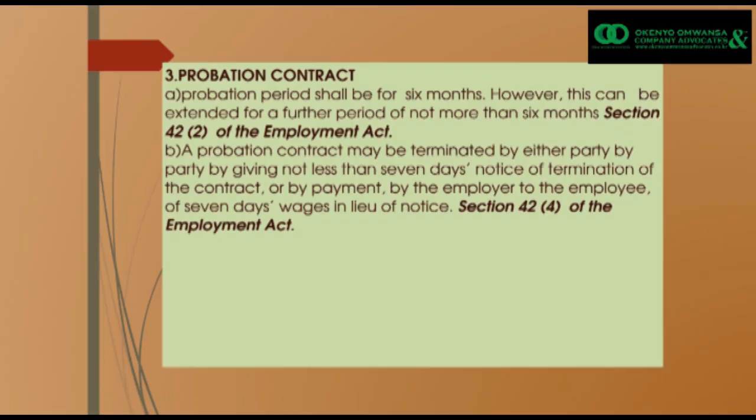Then we have a probation contract. A probation contract goes for a period of 6 months, and it can be renewed for a further 6 months, because the Employment Act section 42 provides that a probation period can go for a term of 1 year. However, where a party wants to terminate a probation contract, either the employer or the employee, they are supposed to give a notice of 7 days, or they pay 7 days in lieu of notice.